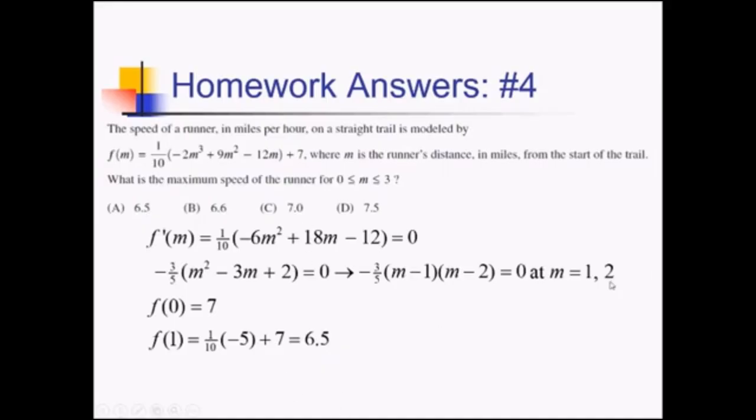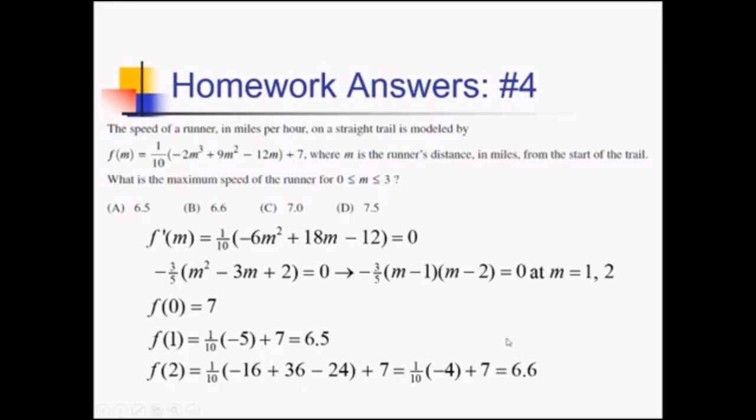Let's try f of 2 now. So let's see now. After I write that 1/10 outside the parentheses, inside I've got, this is going to be negative 2 times 8, so negative 16. 9 times 4 is 36. Negative 12 times 2 is negative 24. Still have that 7 hanging around out there. Inside now, this is going to be 20 minus 24, which is negative 4. So this is negative 4/10. 7 plus that is going to be 6.6.